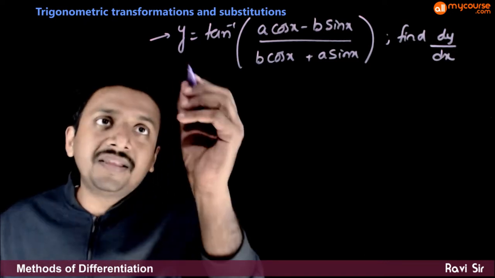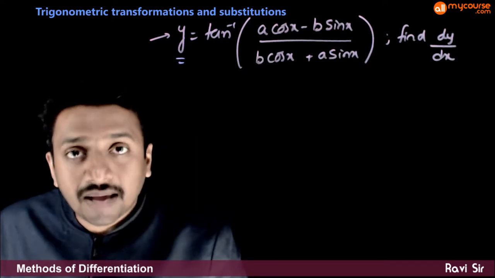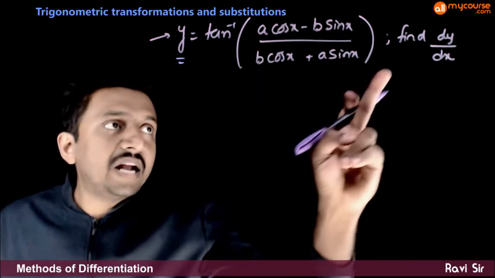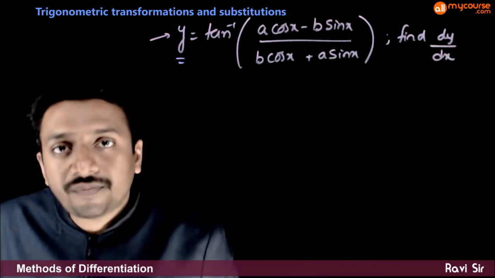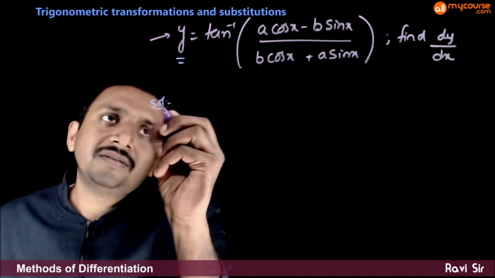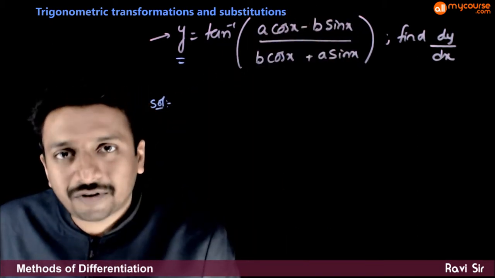In this question, you're given that y is equal to tan inverse of (a cos x minus b sin x) by (b cos x plus a sin x). You're asked to find the derivative dy by dx. So inside tan inverse, you have a trigonometric function.